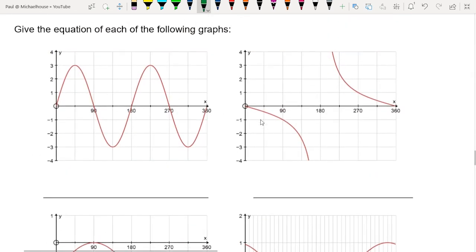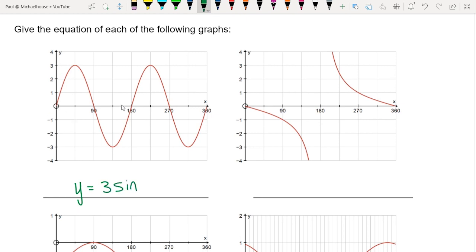Okay, let's practice some more. Remember to keep pausing the video, trying them yourself. Right. This one, definitely a sine graph, starting at 0, 0. It hasn't been moved up or down, but the amplitude has definitely been affected. I'm going with 3 sine.